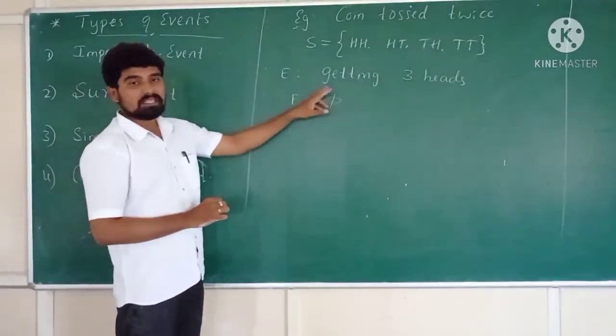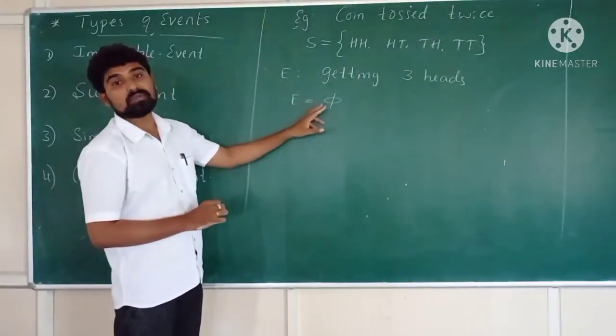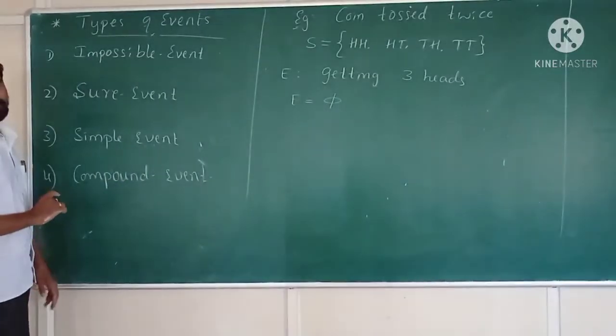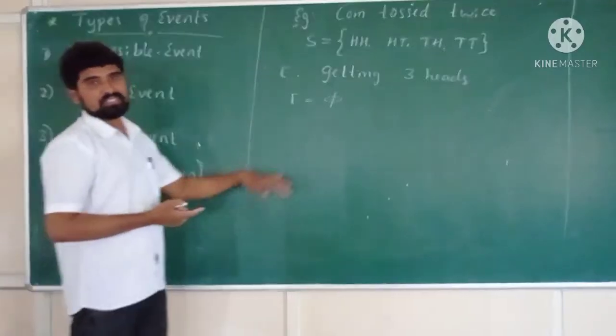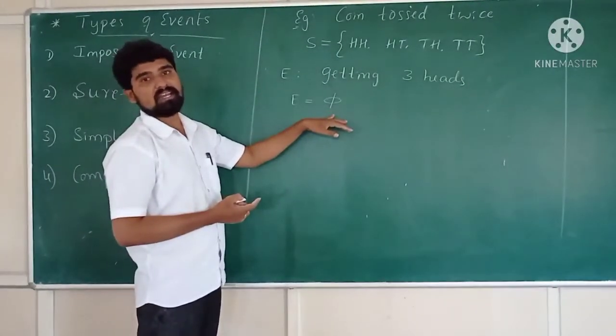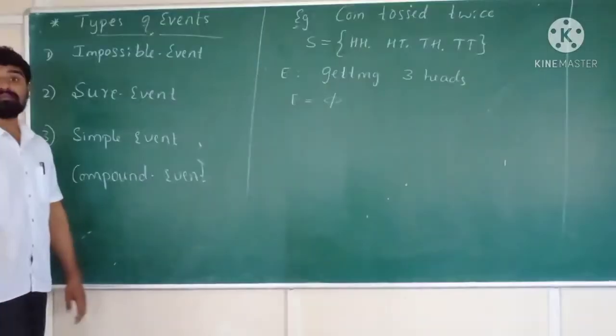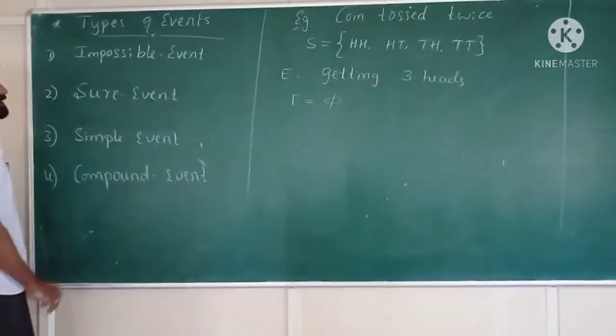So the event corresponding to the null set is called an impossible event. Any event which doesn't consist of any elements, such type of event is called which type of event? Impossible event. I hope all of you understood.